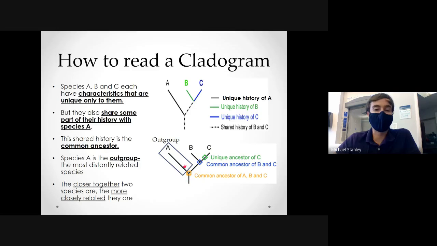So these points on the cladograms where we have these branching meeting points represent a single common ancestor for all of the species that would later branch off. So A, B, and C have a common ancestor right here. Then B and C have a more recent common ancestor right here.